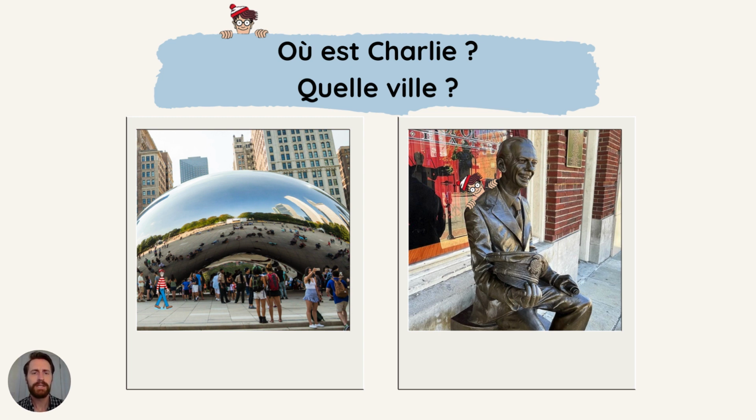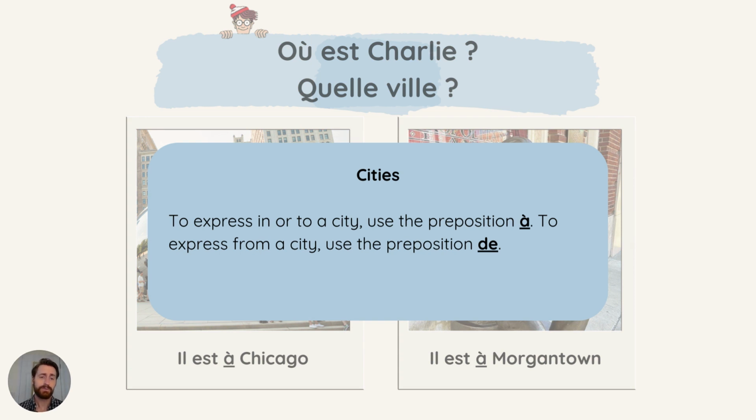Ok, ensuite, où est Charlie? Quelle ville? So which cities? Il est à Chicago et il est à Morgantown. So to express in or to a city, use the preposition à always. So no matter what, if it's a city, we'll always use à. Doesn't matter the gender because I don't think that most cities really have gender. But à will always be used with a city. To express from a city, you'll use the preposition de.